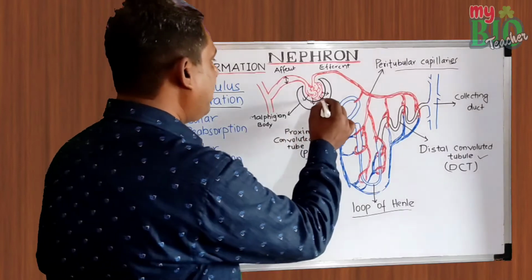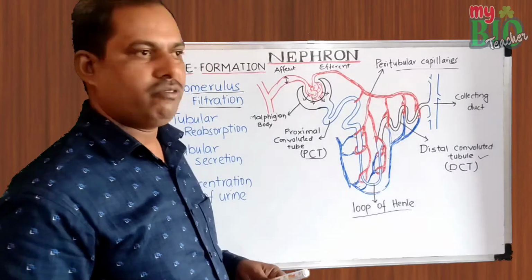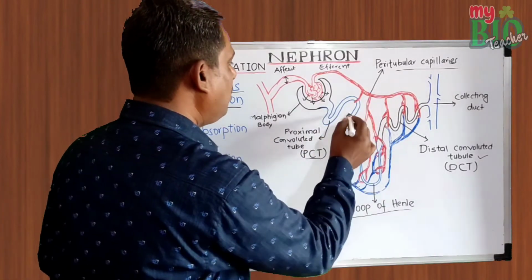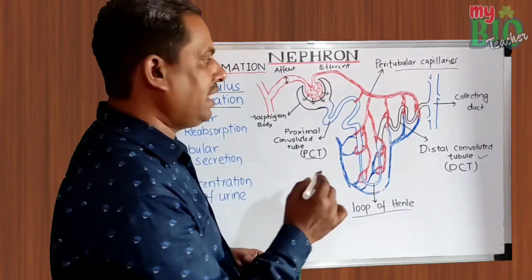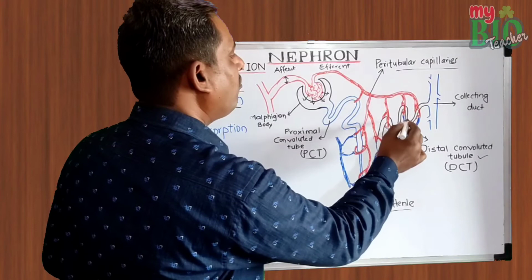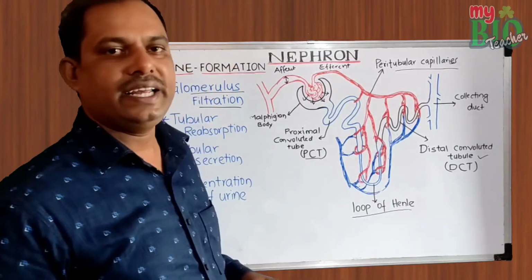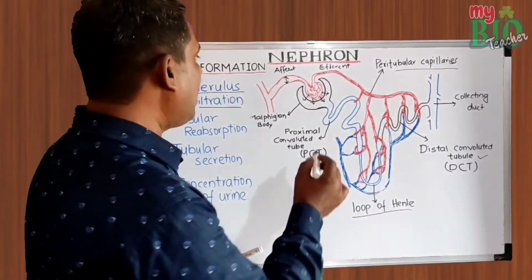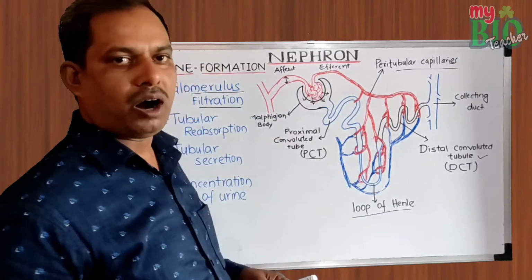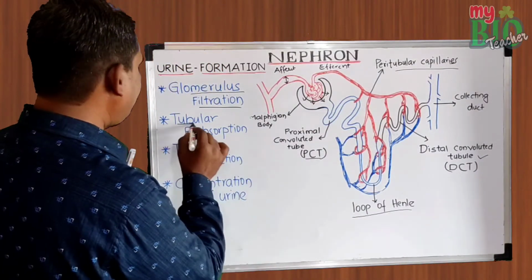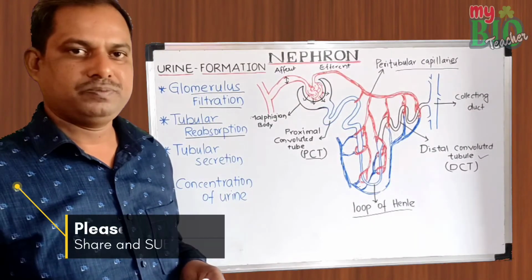Now, the primary urine flows to the tubular part. First it enters the proximal convoluted tubule. Next it enters the loop of Henle. And next it enters the distal convoluted tubule, which finally joins with the collecting duct. When the primary urine flows through the tubular part, an important activity occurs, called tubular reabsorption.